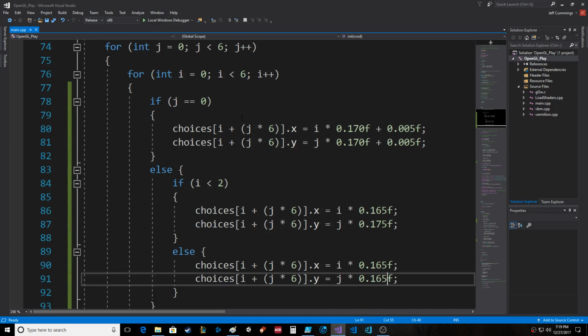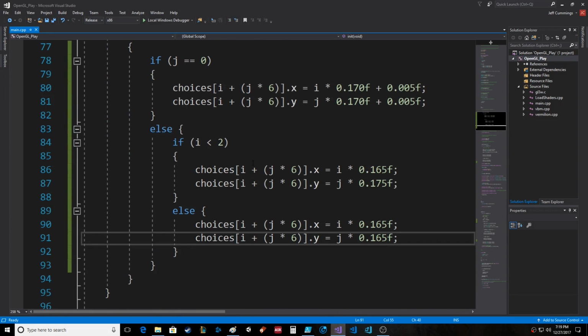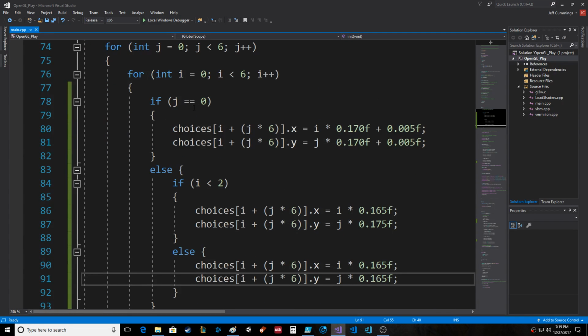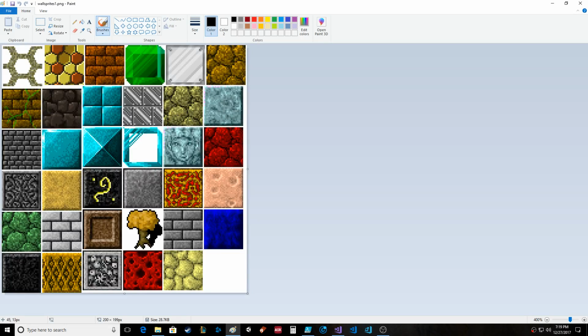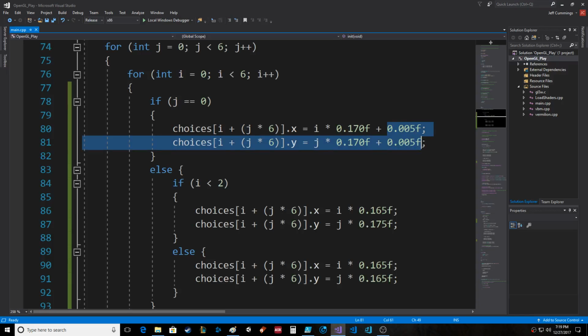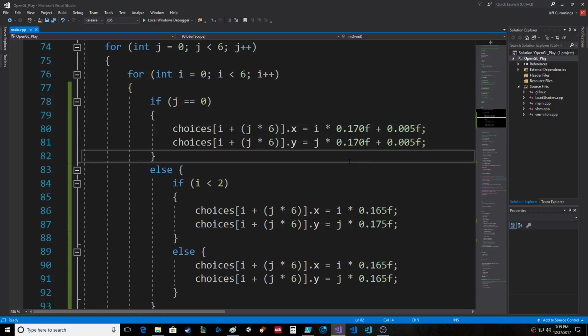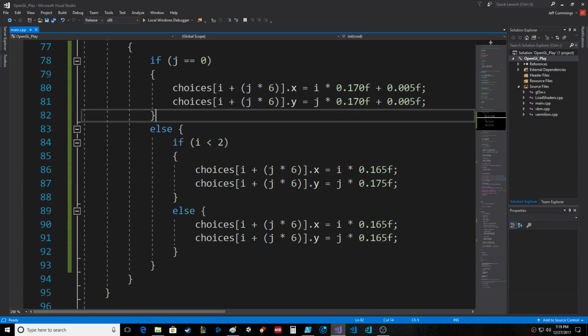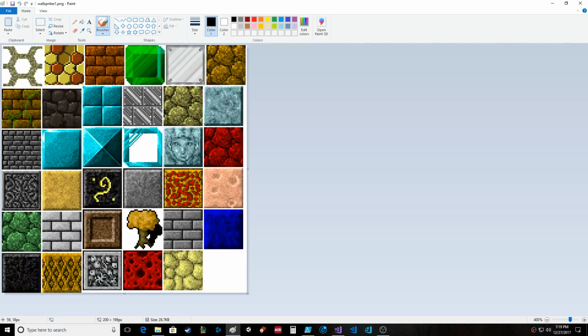So what I had to do was add a few ifs and elses. So if j equals 0, which is just right in here, okay? If j equals 0, then we set it equal to these numbers. So there's an x and a y offset, and then there's the x and y multiplier, okay? Then if j is greater than 0, it goes through these.